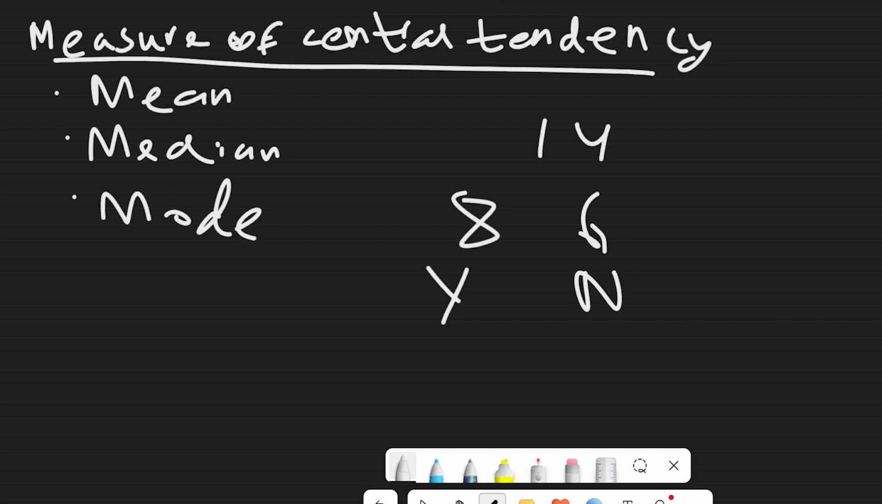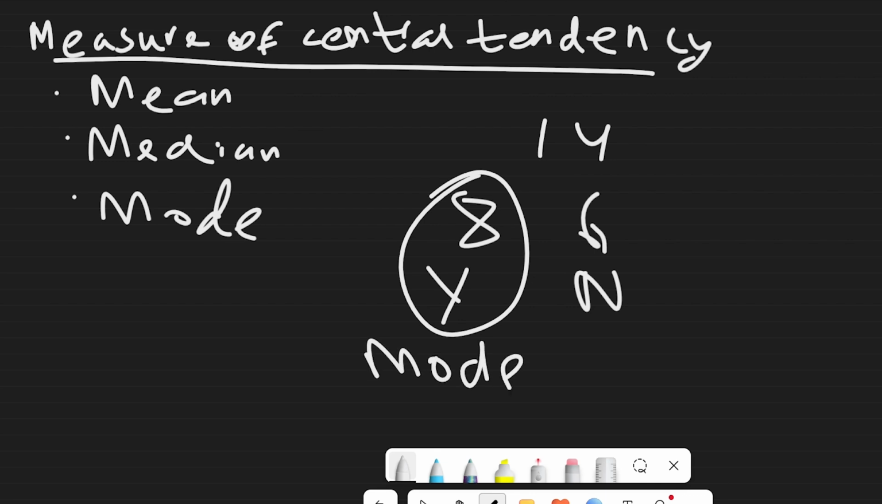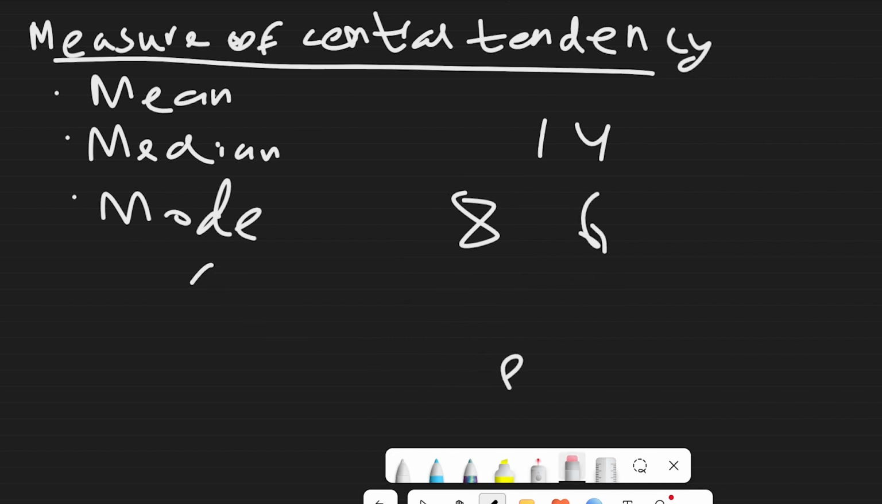So here the yes would be considered, and that is because yes is the mode over here. In this case, the data could be represented by the mode. However, this may not always be the case.